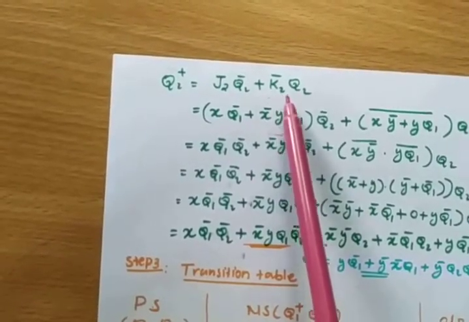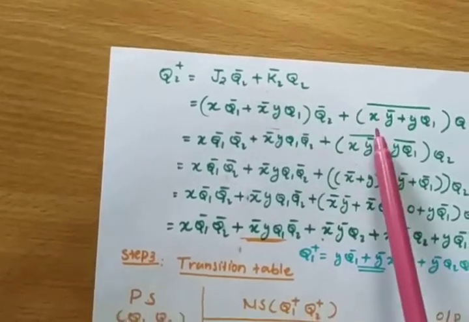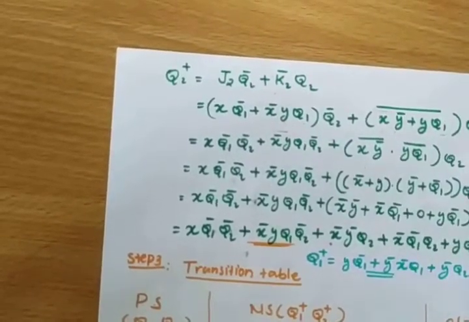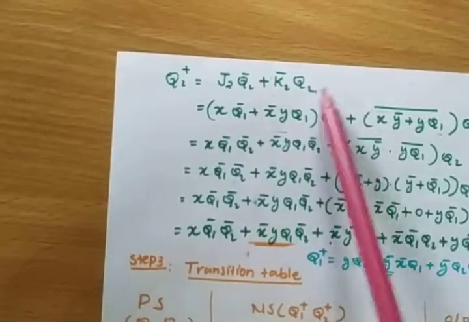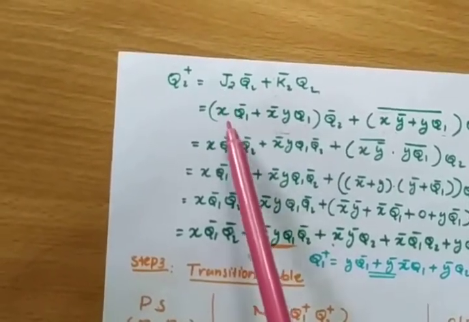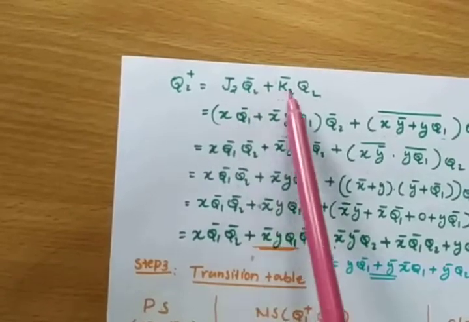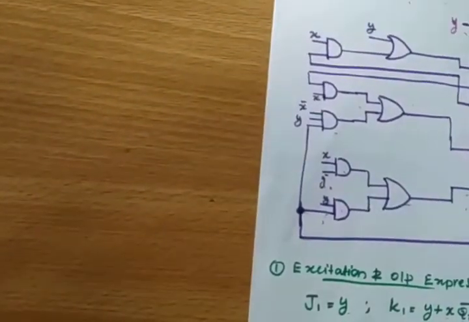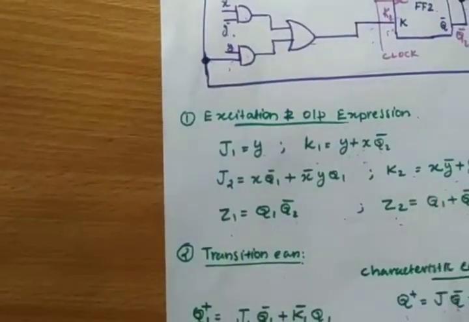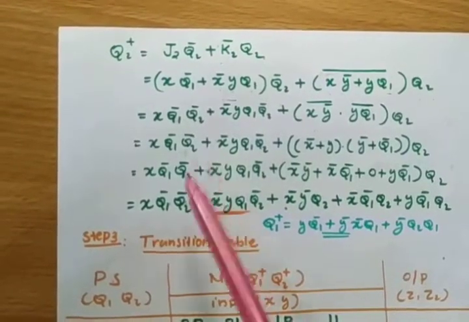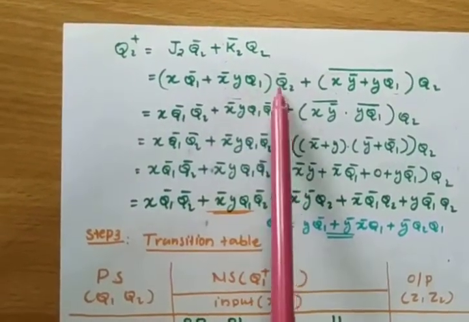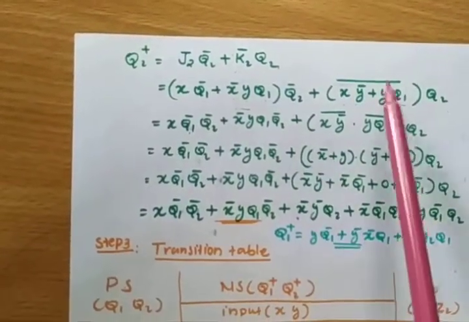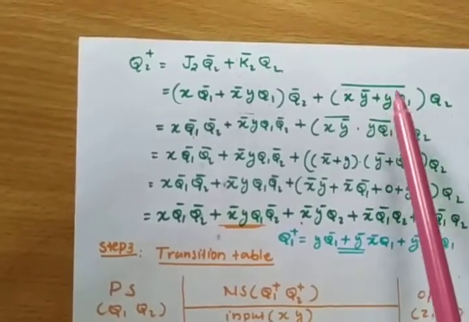you know what is K2? You have to write K2 bar. So what is K2? K2 is X Y bar plus Y Q1, and it is bar, so you have to put a bar sign and then into Q2. Why? Because this is Q2. So now this J2 and K2 we find from the expression. You already found out what is J2 and K2. Now multiply this Q2 inside the bracket, X Q1 bar Q2 bar plus X bar Y Q1 Q2 bar plus. Now solve this Boolean function. How to solve?